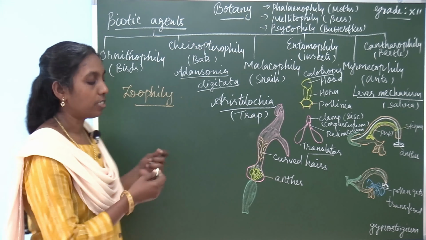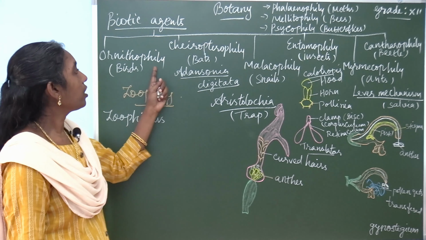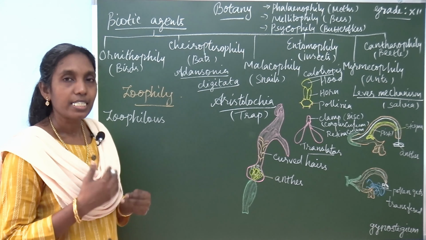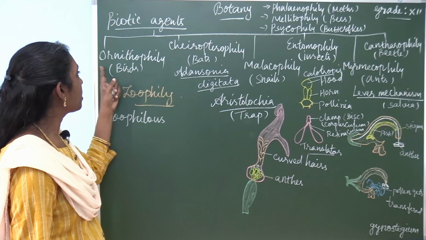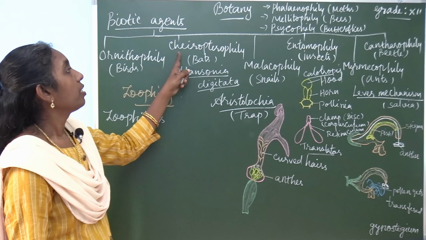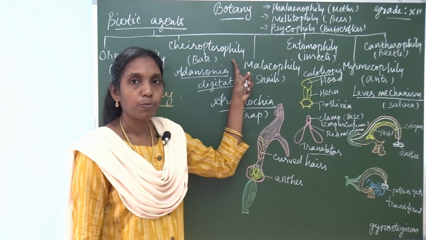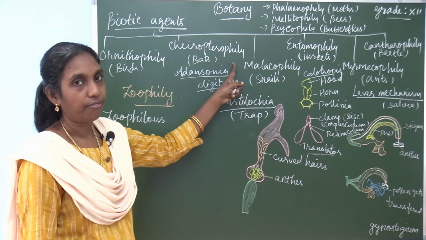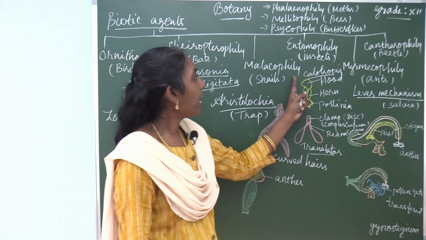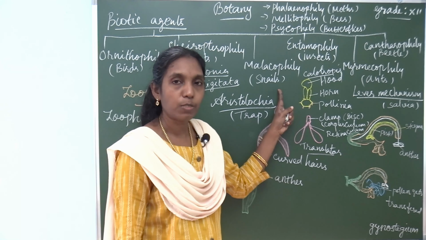What is meant by zoophily? Pollination that takes place by the agencies of animals. There are a number of animals which effectively bring about pollination. Based on this, there are different classifications, namely Ornithophily, when pollination takes place by the agencies of birds. Then Chiropterophily, pollination by the agencies of bats. Then Malacophily, pollination by the agencies of snails.